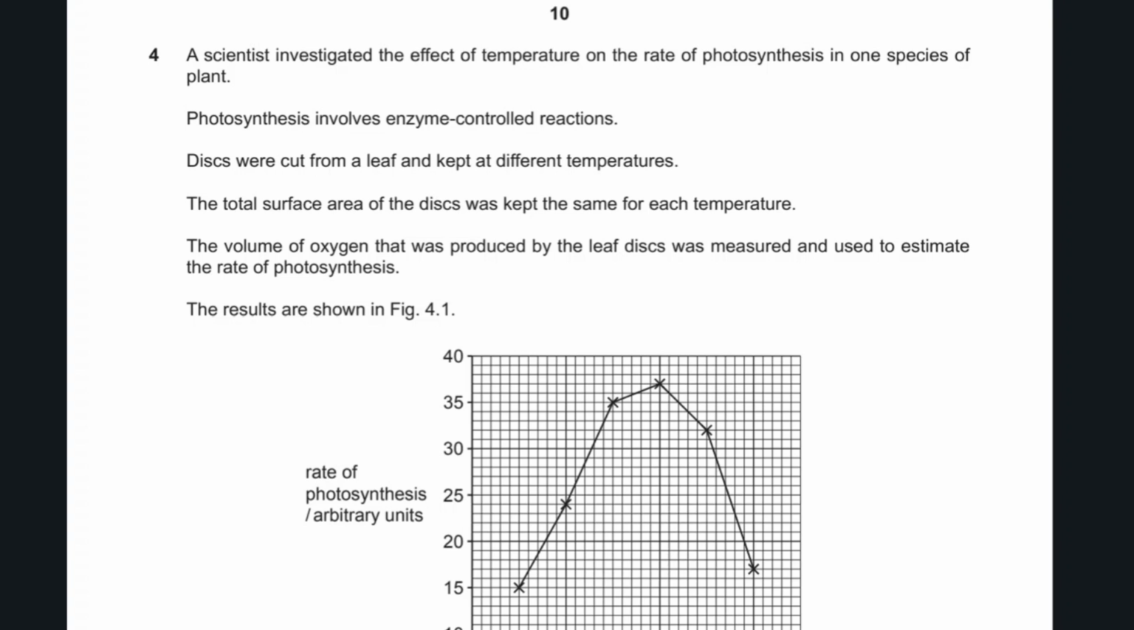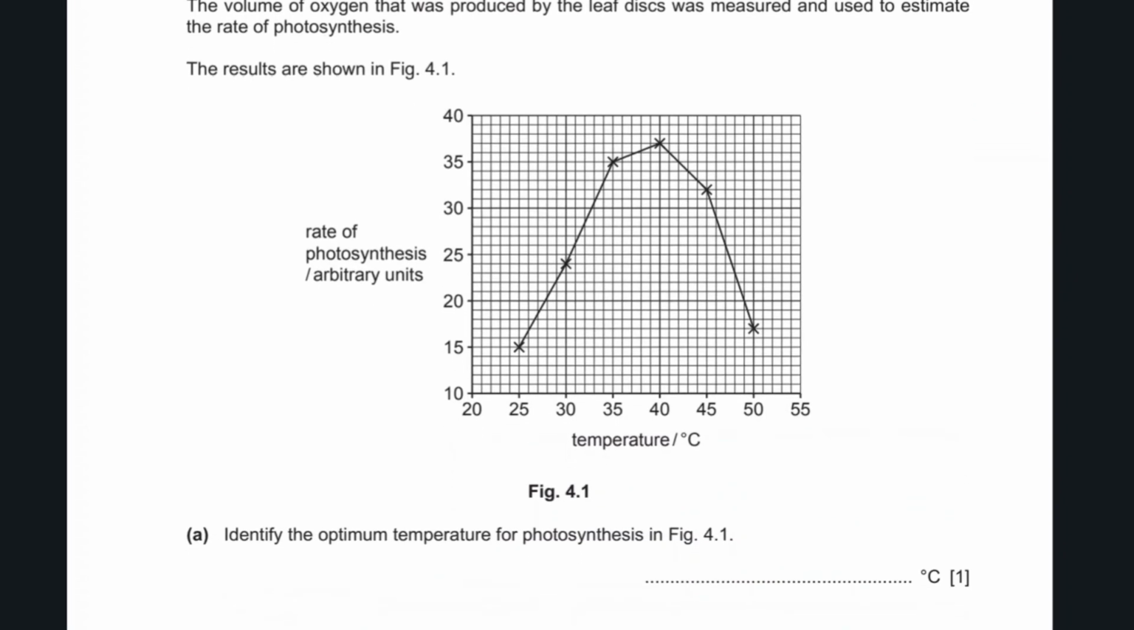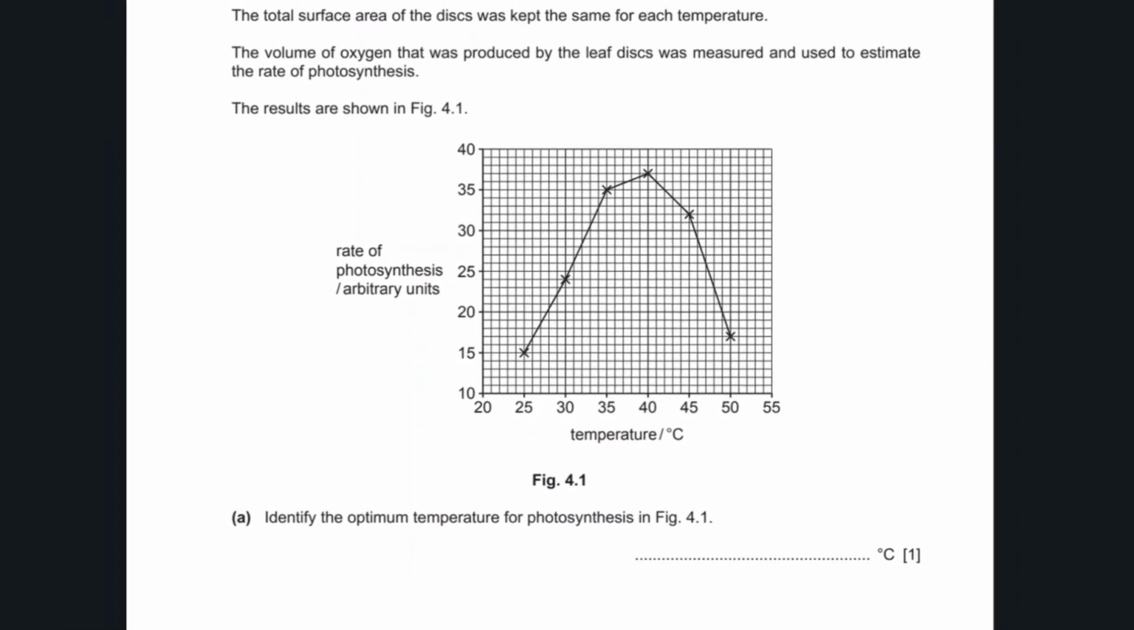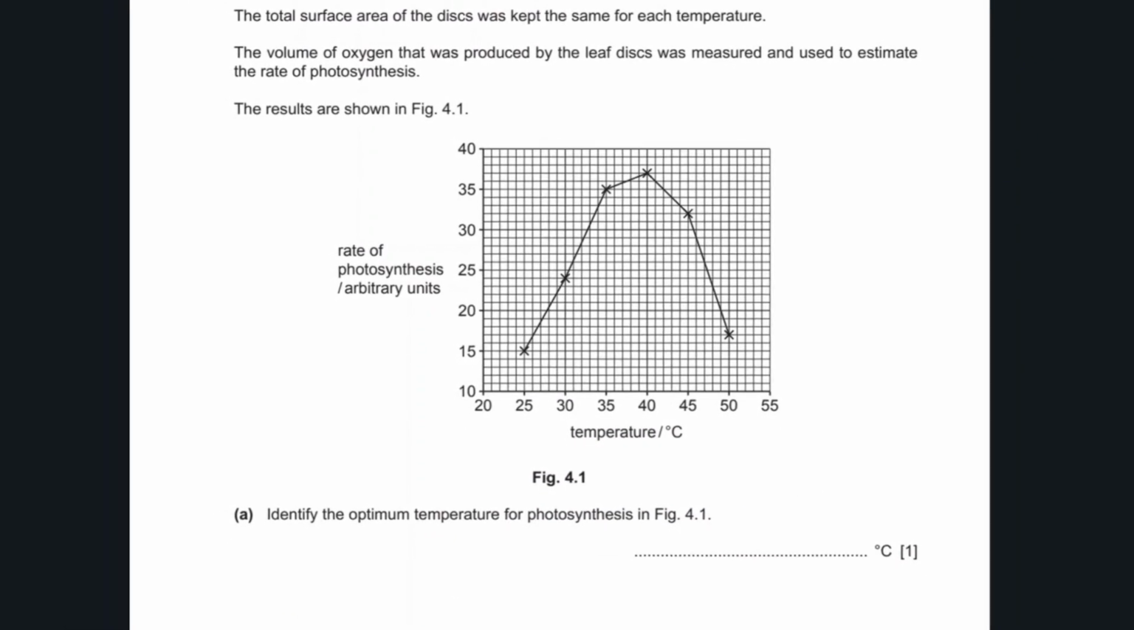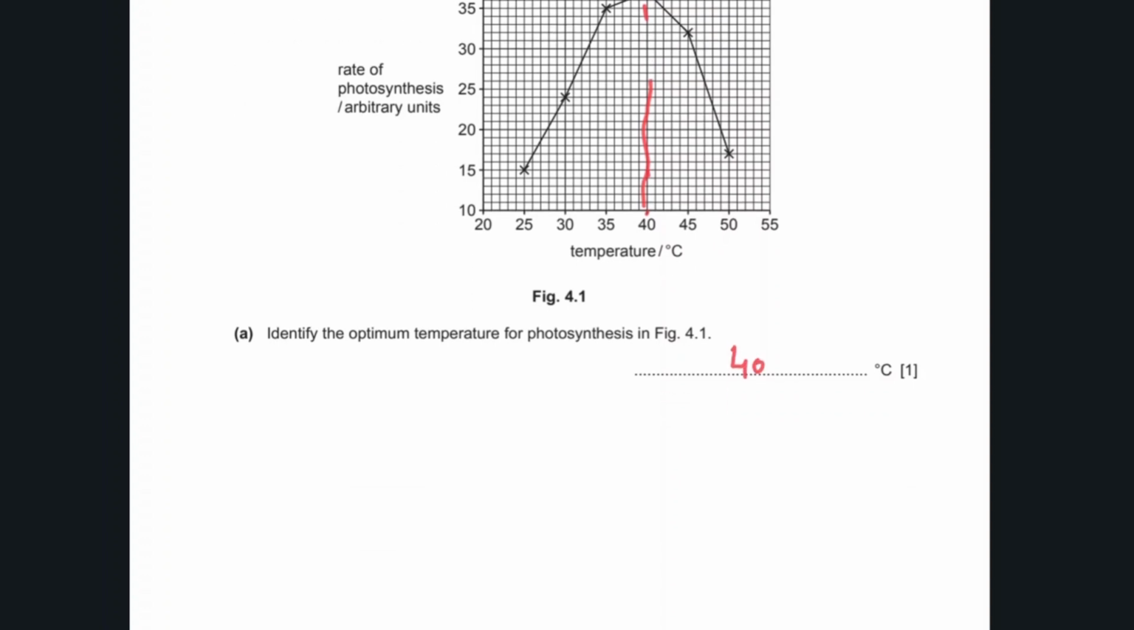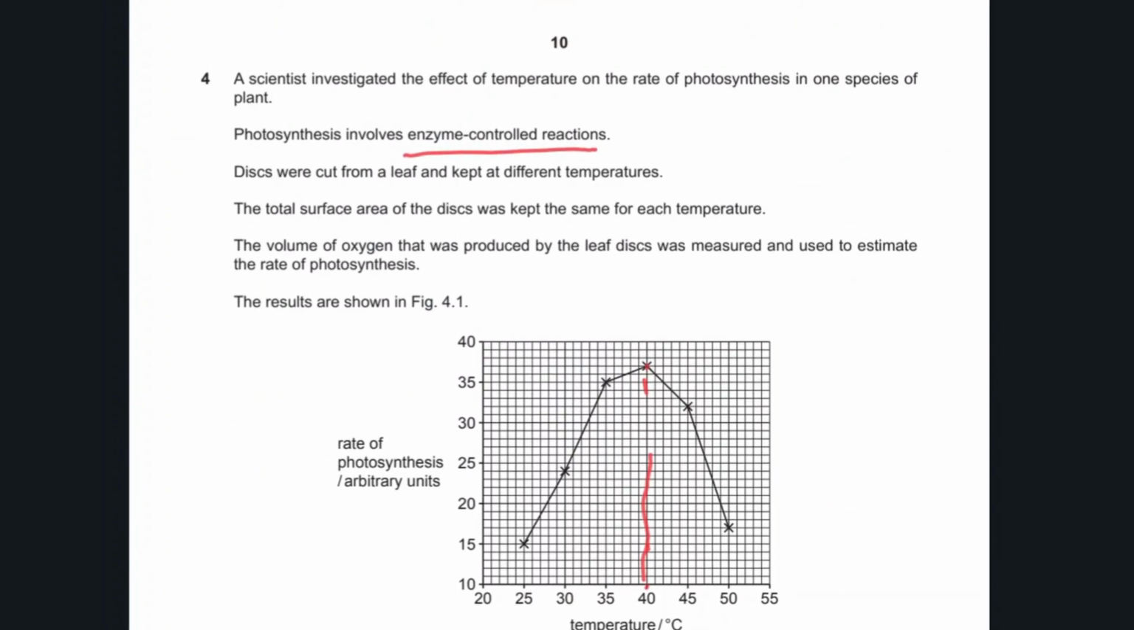Here they have shown the effect of temperature on the rate of photosynthesis in one species of plant. Photosynthesis is an enzyme controlled reaction, and the rate of photosynthesis is shown, so you can find the optimum temperature. Look at the maximum rate. Where is the maximum rate? That is at 40, where there is a maximum rate. The centigrade unit is mentioned. Explain the result in this figure.